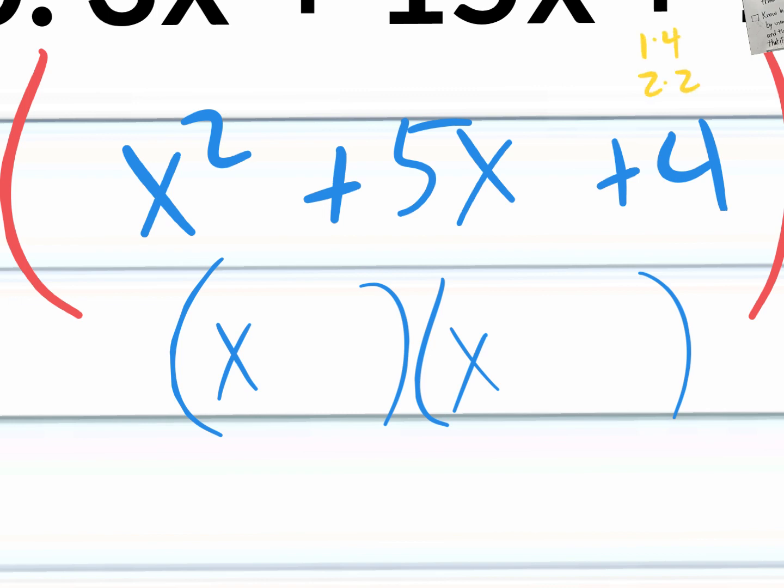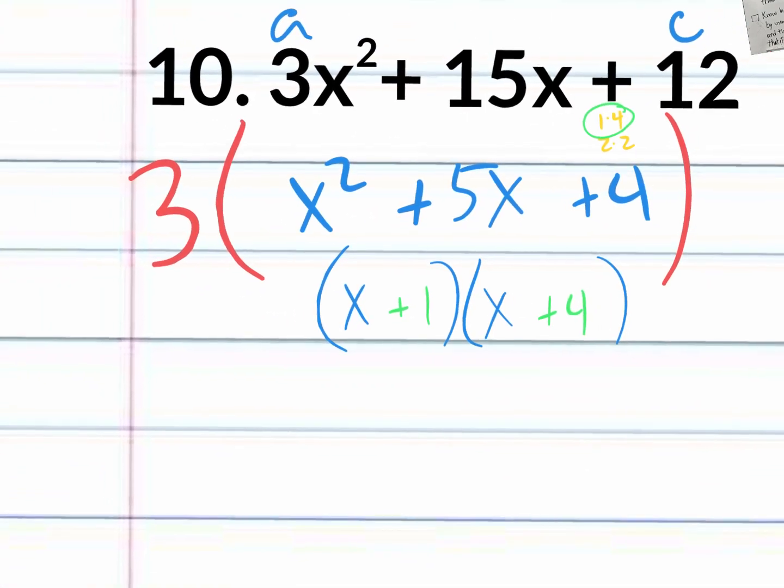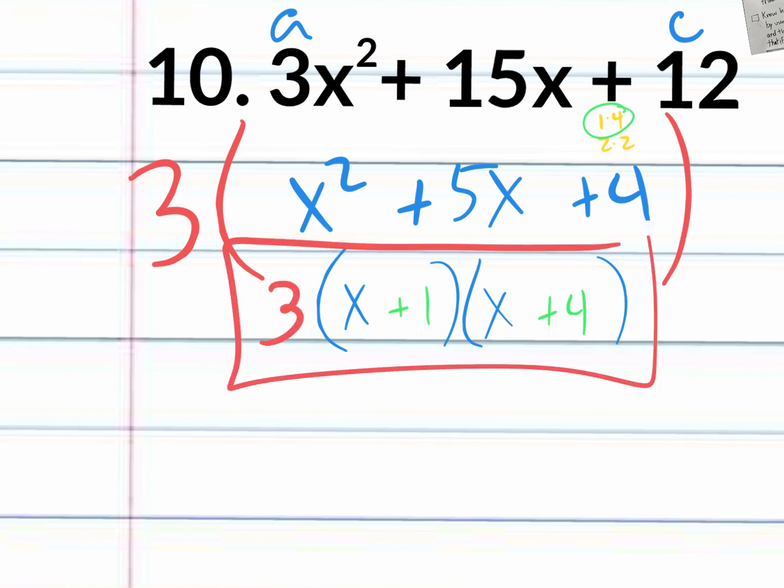Which pair of numbers works? The 1 and 4, right? So plus 1 plus 4. You factored it. Don't forget about your outside 3, this 3 that you originally pulled out as a GCF. Bring that down, put it in front. There's your completely factored form answer. You did not have to do the 4 steps that we did on number 11. Are you with me? Excellent.